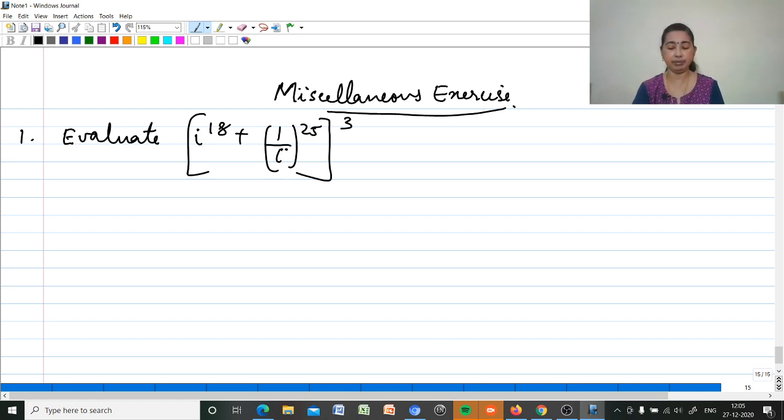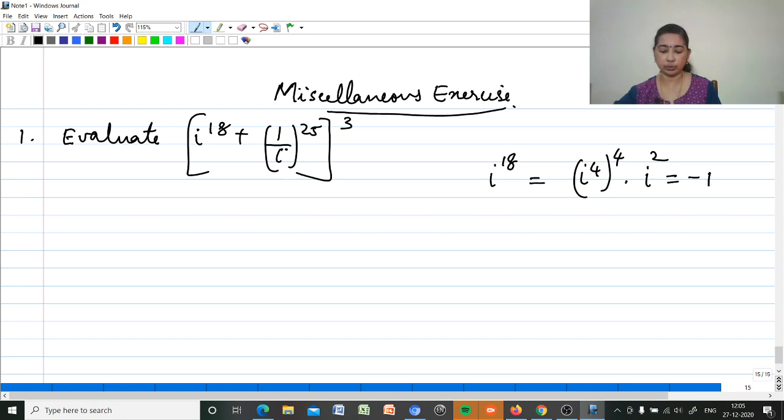So first we'll simplify that i raised to 18. We can write i raised to 18 as powers of 4. How can we write? It is i raised to 4 whole raised to 4, which is i raised to 16, into i square. So this is 1. I raised to 4 raised to any value is 1. Then i square is minus 1.